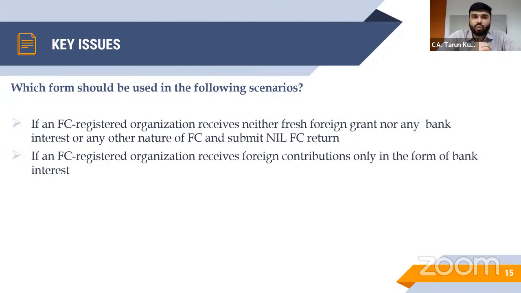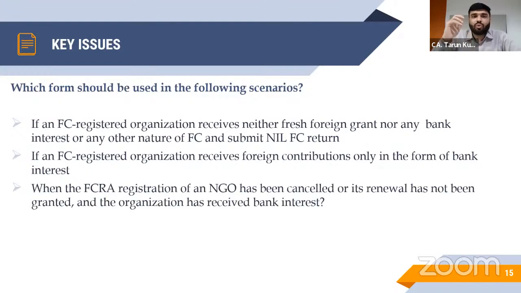there are issues involved along with it, because suppose the organization has an FC registration and it has not received any contribution during the year. So one of the conditions is that the organization should have received foreign contribution during the year. So the first issue is, if an organization is holding FC registration, but it has not received any contribution during the year, then which form has to be chosen?